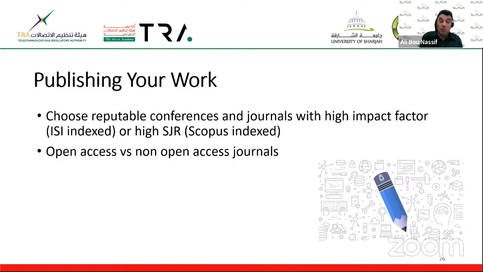You can publish your work as open access or non-open access. Open access means anyone in the world can see your publication, but you have to pay. These days, on average, it's about 5,000 dirham. I pay to publish my work in an open access journal. Okay, 5,000 dirham, but the good thing is anyone in the world can see it.